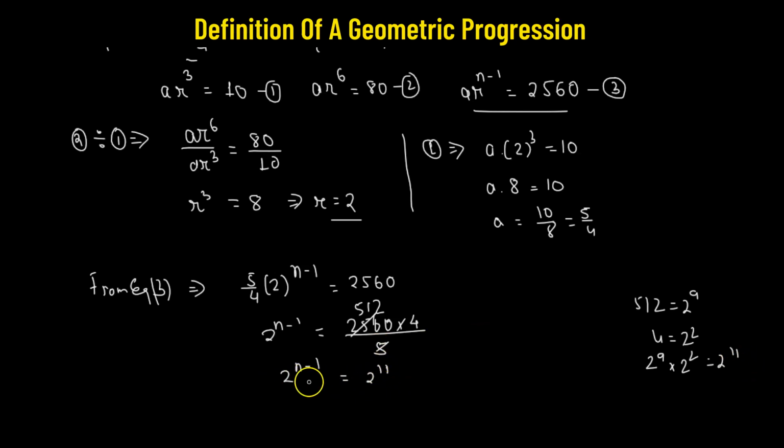Now in this particular equation, we see that the bases are exactly the same, so we can equate the powers. So we get n minus 1 equals 11. Solving for n, we have n equals 12. So that means there are 12 terms in the given geometric progression, and the first term has a value 5 over 4. Let's move on to the third problem.